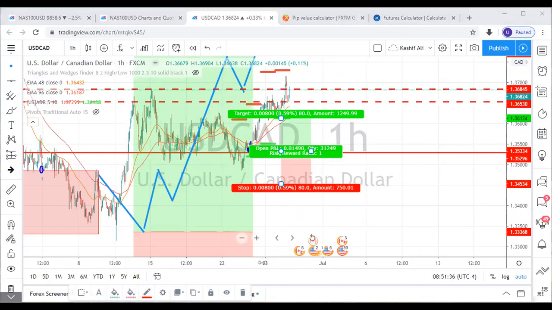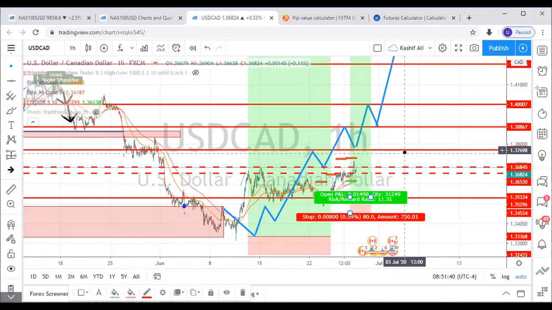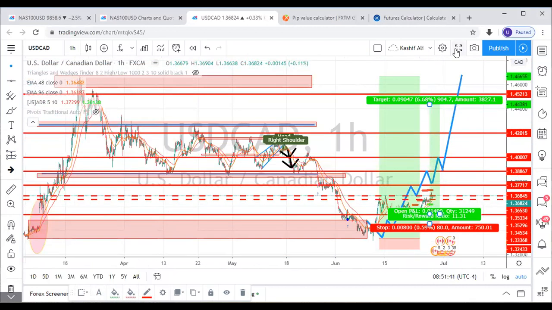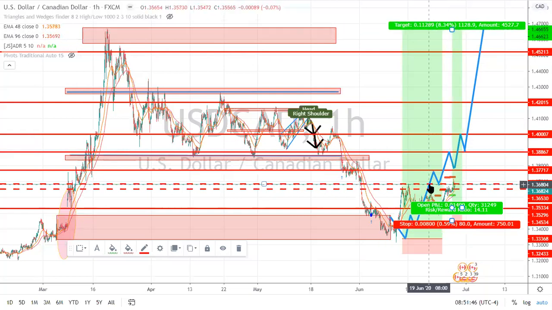So yeah, if you take this trade, for example, and if you like to hold, let me share with you what will be the prospect of this trade. Okay.